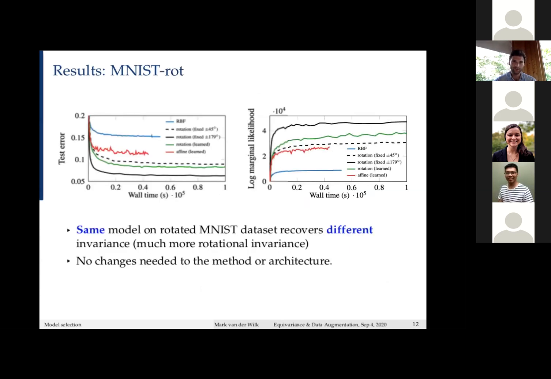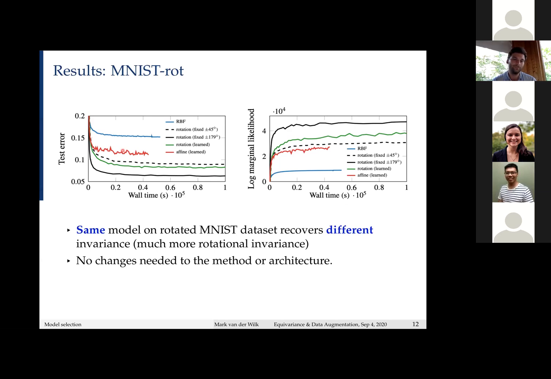What's interesting about this method is that when you apply the very same method to a data set that requires a different data augmentation, it automatically learns this different data augmentation. So when we apply this method to the rotated MNIST data set, where you're still trying to classify the identity of a digit, but the digits are randomly rotated, then we automatically learn that we have to be rotationally invariant.